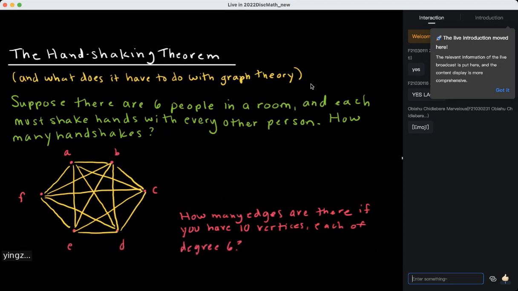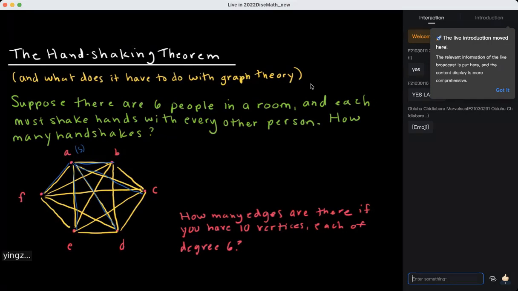So the handshaking theorem essentially started with a question like what I have written in green. Suppose there are 6 people in a room and each must shake hands with every other person. How many handshakes occurred? Without looking at the handshaking theorem, let's look at what the solution is. If I have an edge connecting 2 vertices, that means they shook hands. So A shook hands with B, that's 1. A shook hands with C, that's 2. And then with D, that's 3, 4, 5.